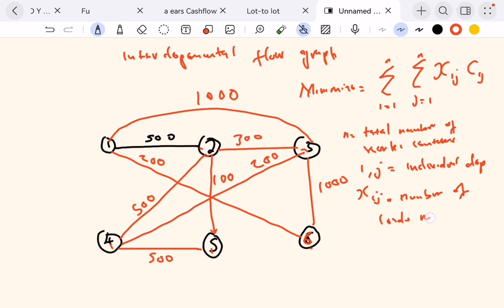I'll explain this from department i to department j. Then c ij is the cost to move a load between department i and department j. So that's what it means.